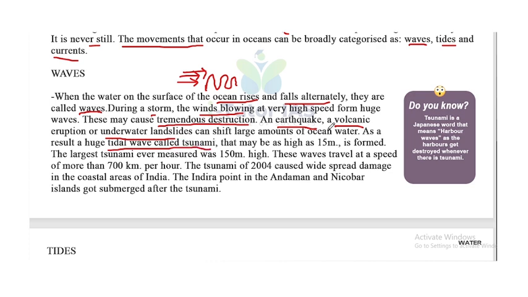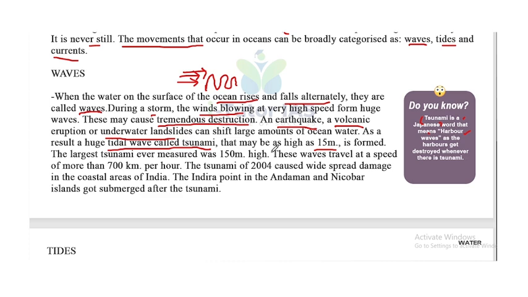Okay, what is a tsunami? Tsunami is a Japanese word that means harbor waves, as the harbors get destroyed when there is a tsunami. So tsunami is a Japanese word. It's a big wave that may be as high as 15 meters. A tsunami is a tidal wave, and its height may be 15 meters.